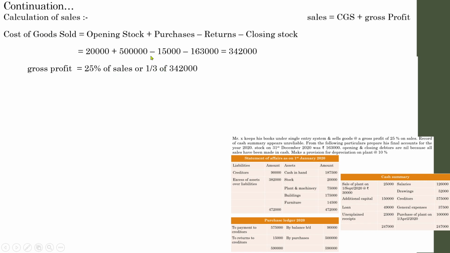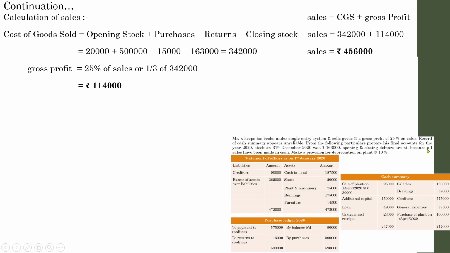So let us go with the second part. 1/3 of cost of goods sold is 3,42,000. So 1/3 into 3,42,000, you will get 1,14,000. So you got gross profit, and previously you got cost of goods sold. Now we can substitute these two amounts in this equation. So sales equal to 3,42,000 plus 1,14,000, you will get 4,56,000. So we have dealt with the first adjustment that is mentioned in the question. So we got sales. Now next go to the other information.